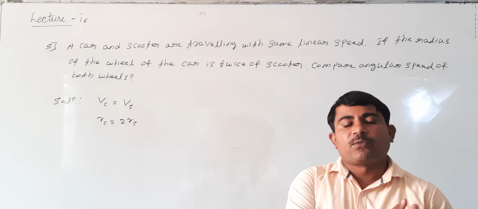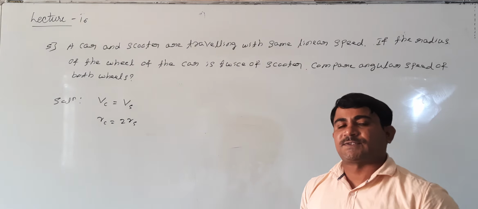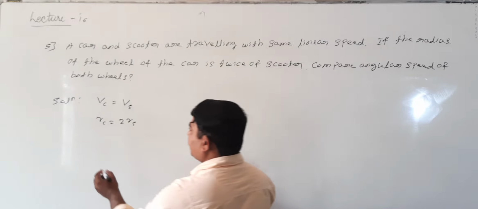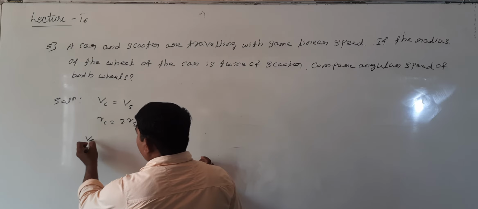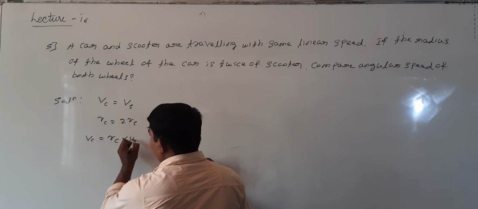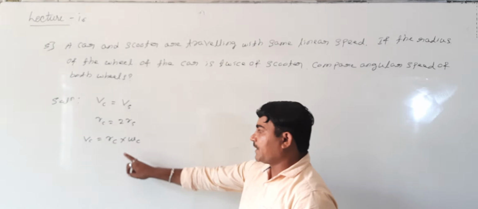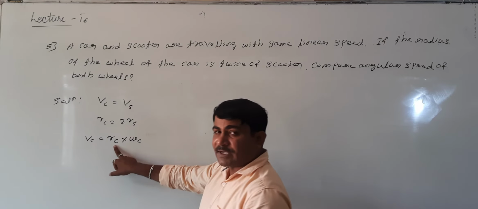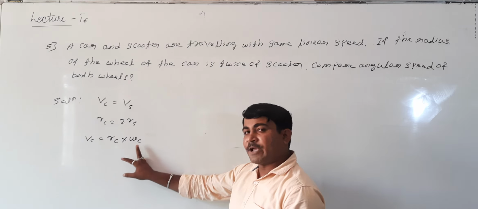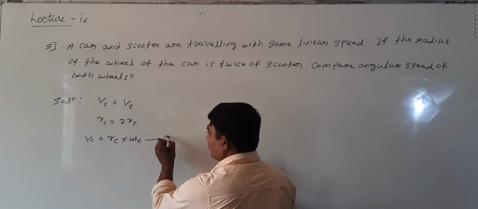What we need? We need to compare angular speed of both wheels. See here, we know one relation directly. Vc is equal to how much? Vc is equal to Rc into omega c. What is Vc? Speed of car. Rc represents the radius of the wheel of the car. Omega c represents angular speed of the car. Shall I take it as equation number 1?